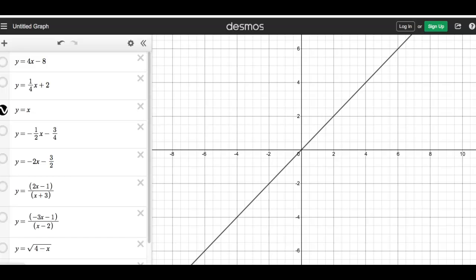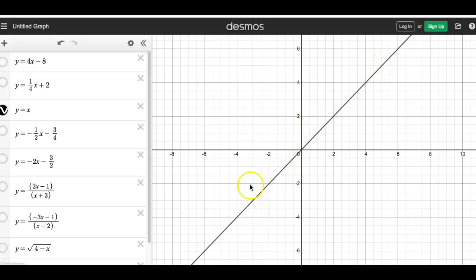Okay, so in this video, I want to show you the connection between two functions that are inverses of each other and what their graphs look like. All functions and their inverses are symmetric over the line y equals x. So I went ahead and graphed y equals x here.